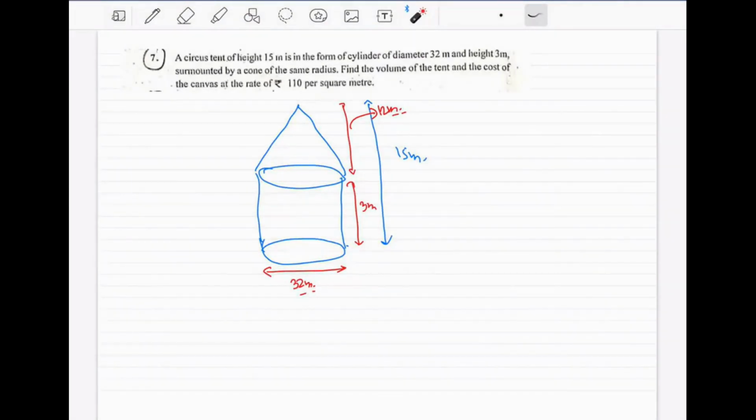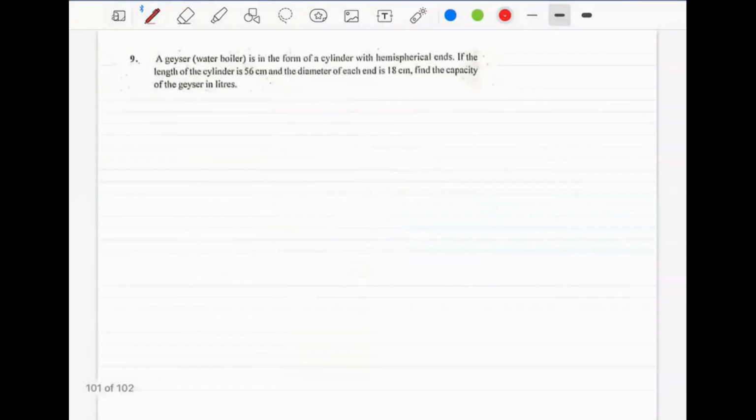So using this, you find out the volume of the tent. Use the previous type of question. You just need to change the value of the H1, H2, and R. And the cost of the canvas, it's similar, so you try to do it. Let's make this a home assignment. Okay. Question number 7. Okay, next question.